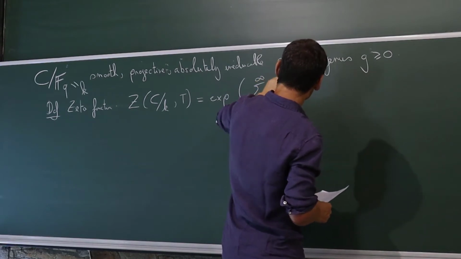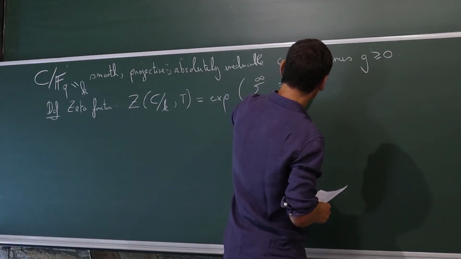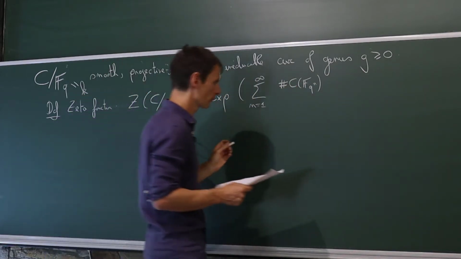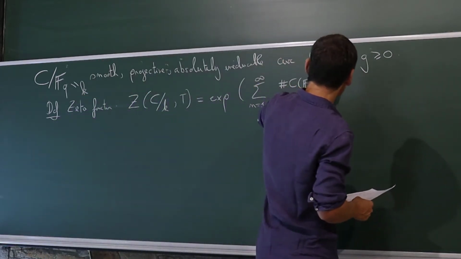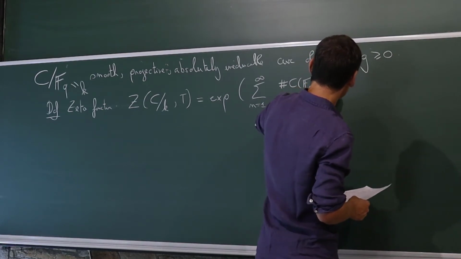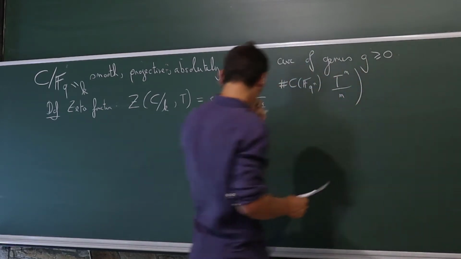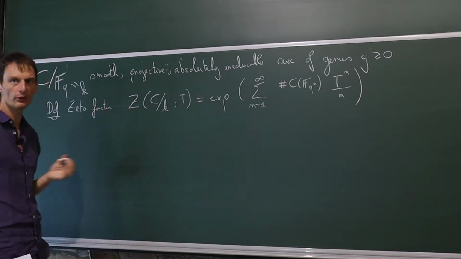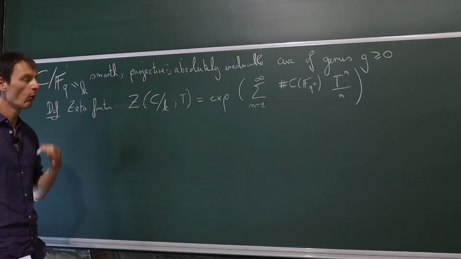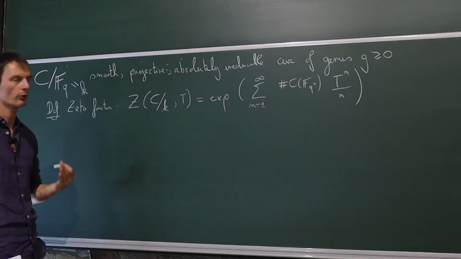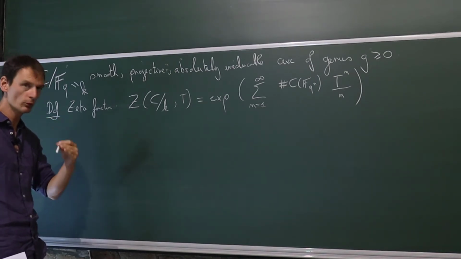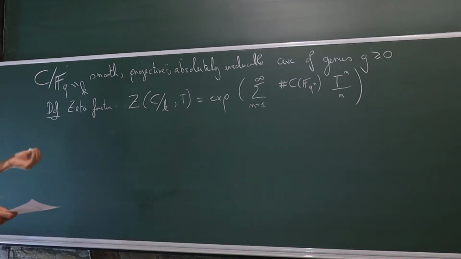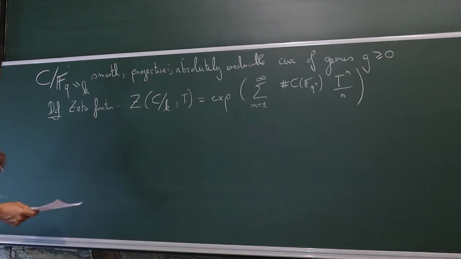Here you put the number of points on the curve over a degree n extension, and you multiply it by t to the n over n. So what you already observe here is that this power series is going to contain all the information on the number of points on the curve, not only over F_q, but over any extension. So it's really powerful, it really contains a lot of information.